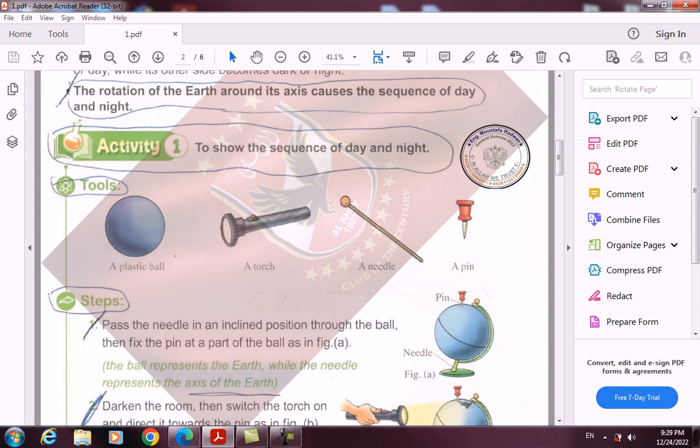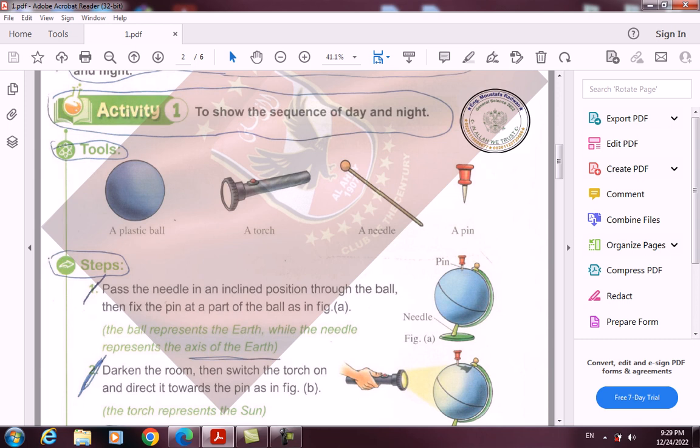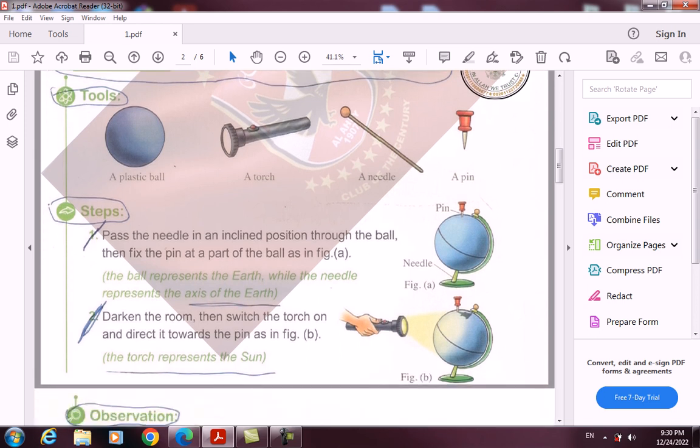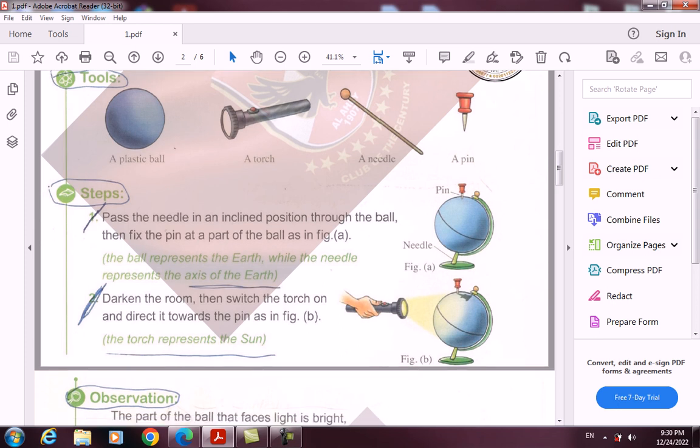So in order to prove that, let's do an activity, or you can do it in your own house or at school. So the activity 1, to show the sequence of day and night. What are the tools needed? We need a plastic bowl, a torch, a needle, and a pin. Okay, like the clip pins where you put your notices and that stuff in the school.